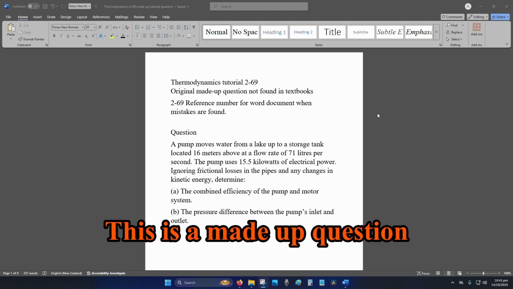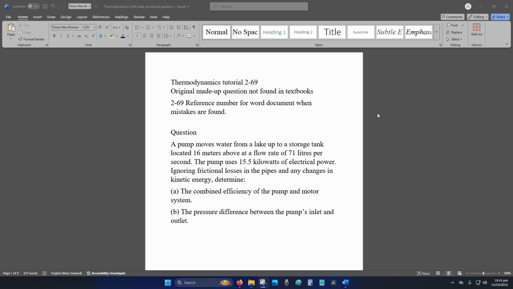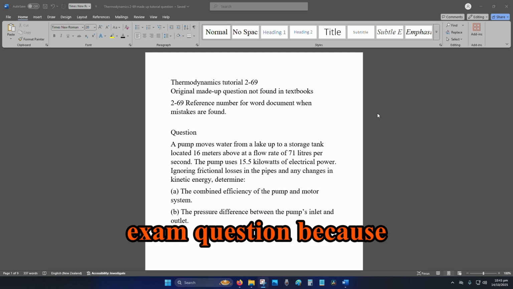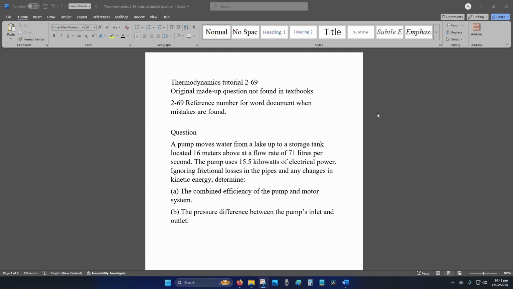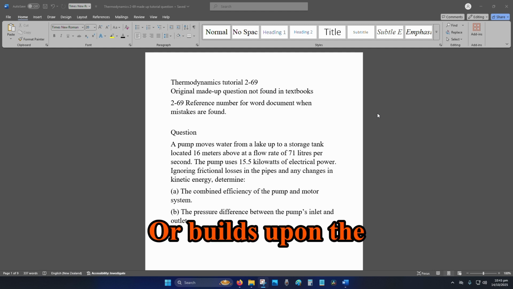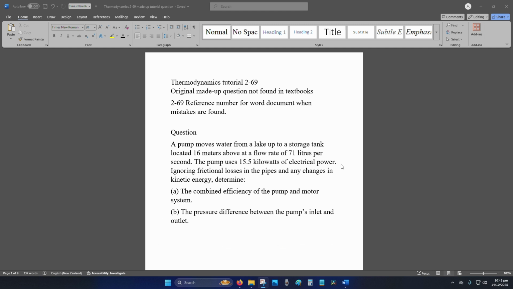This is a made-up question not found in your textbooks. Even though it's made up, it's probably an exam question because the question builds upon the previous question.